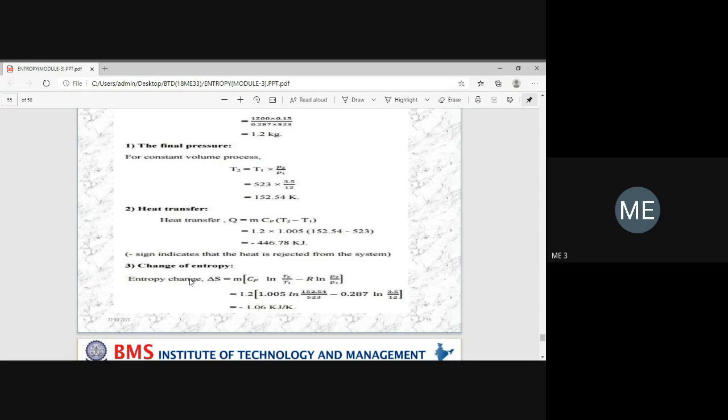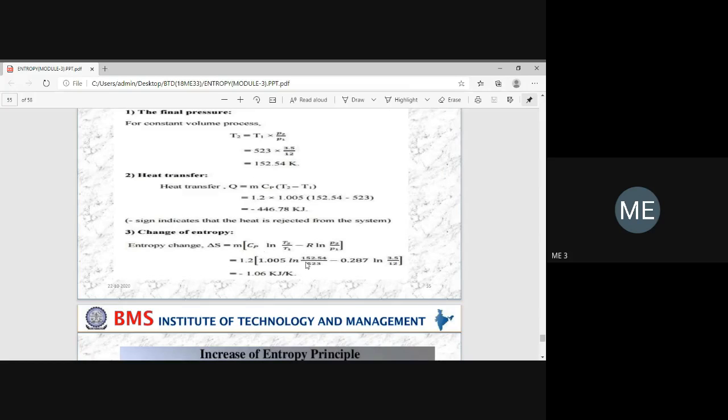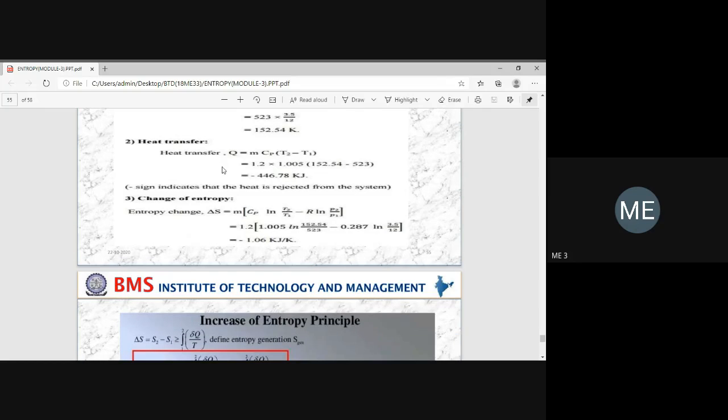And one more thing, change in entropy. I have derived the change in entropy for all the processes. For constant volume, we get m Cv into ln T2 by T1. For constant pressure process, we get m Cp into ln T2 by T1. And for constant temperature, all the processes I have derived. So you have to use the general equation which gives the entropy change in terms of pressure and temperature, because we have P1 and P2 and T1 and T2. So identify the equation which is related to the final temperature and initial temperature, the final pressure and initial pressure.